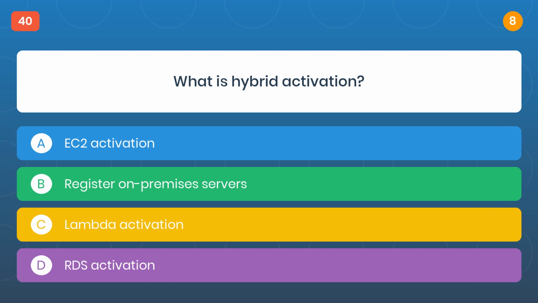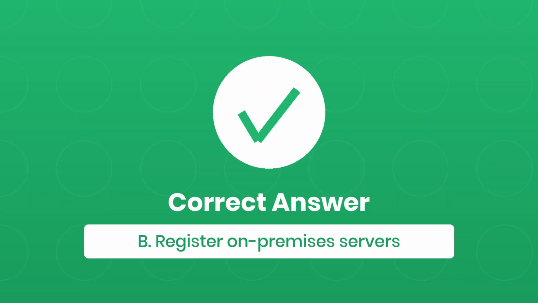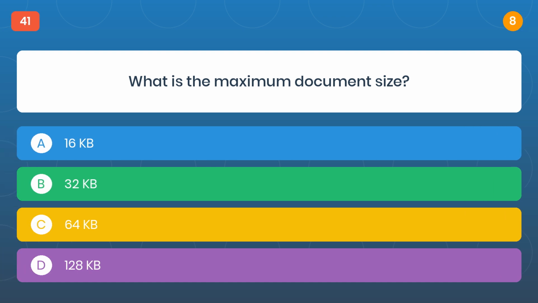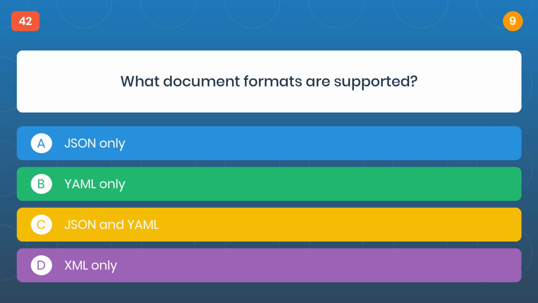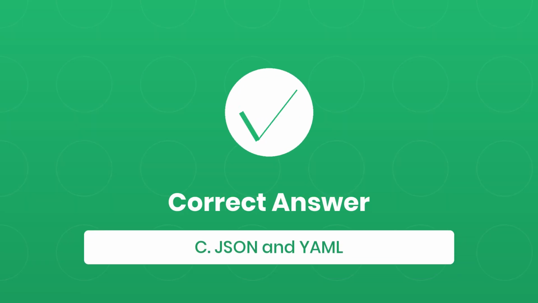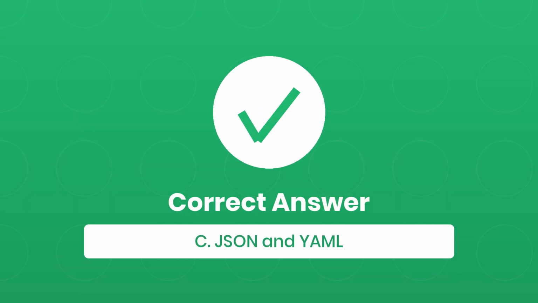Question 40. What is hybrid activation? The correct answer is B, register on-premises servers. Question 41. What is the maximum document size? The correct answer is C, 64 kilobytes. Question 42. What document formats are supported? The correct answer is C, JSON and YAML.